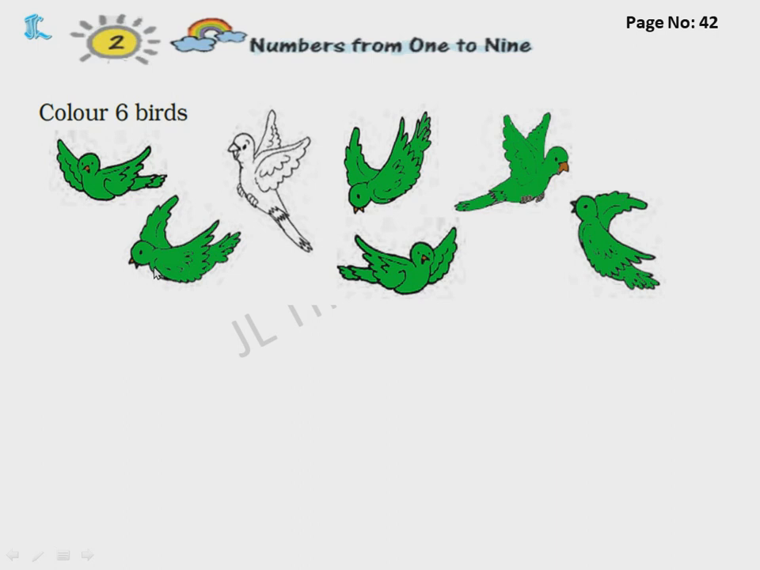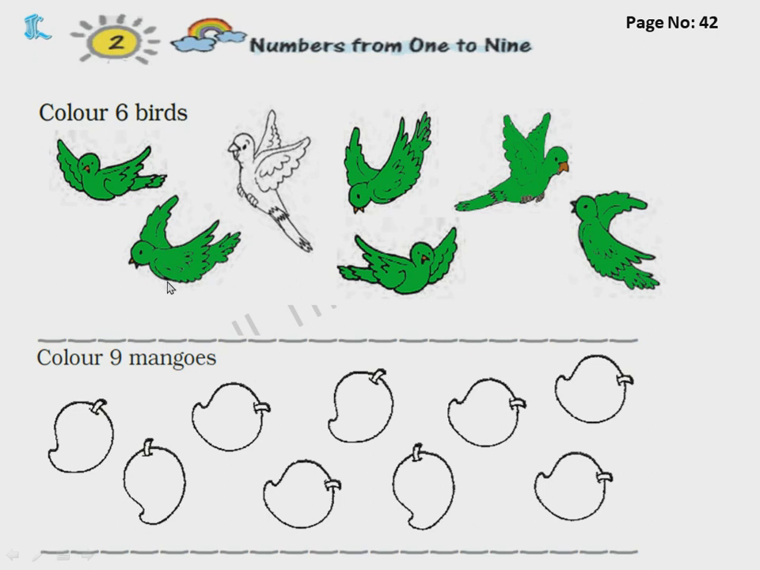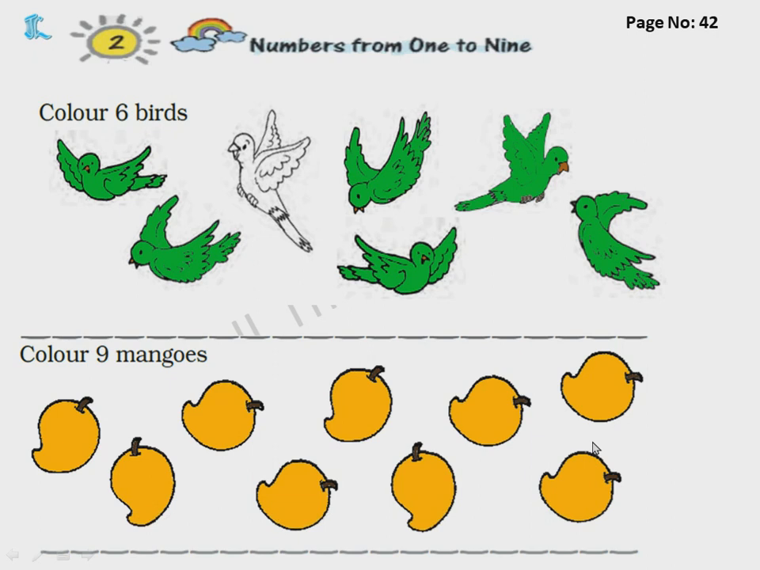Okay, children. Now next one. Color 9 mangoes. First count 9 mangoes. 1, 2, 3, 4, 5, 6, 7, 8, 9. So there are only 9 mangoes. So then what we have to do? We have to color all the 9 mangoes.